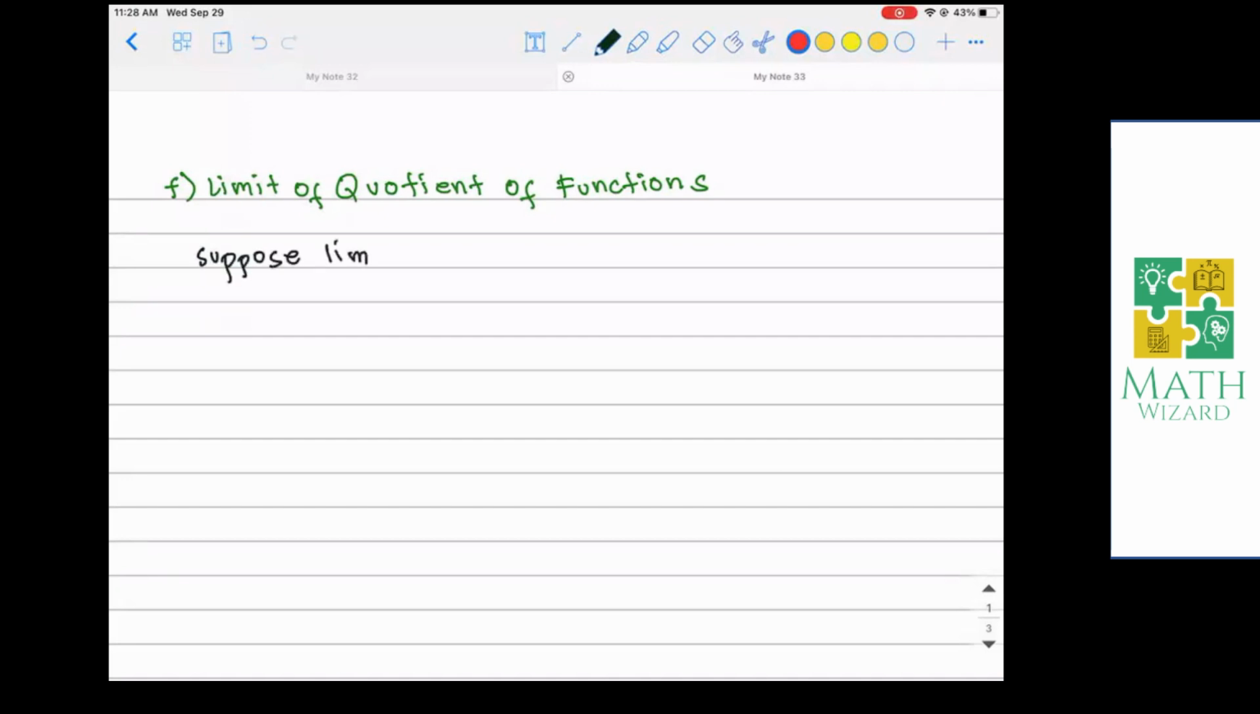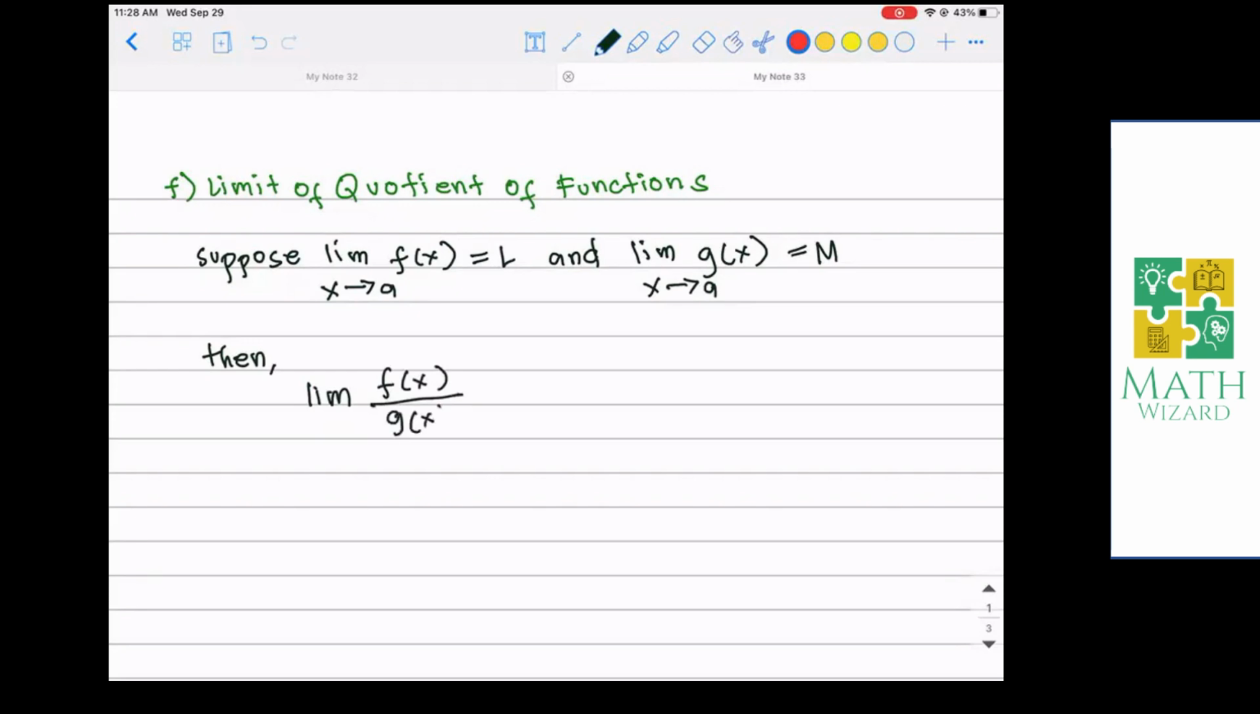Suppose we have the limit of f of x as x approaches to a, let's say this is L, yung sagot niya, and the limit of g of x as x approaches to a, and then sagot niya is M, and then let's say ang given natin ay the limit of f of x divided by the g of x as x approaches to a is equal to L over M.